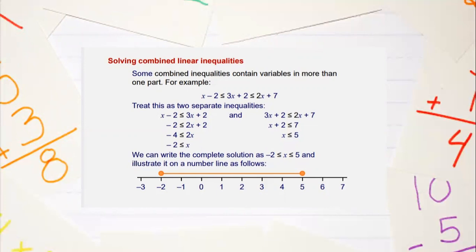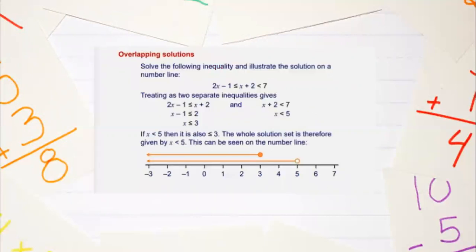All right, now we can write the complete solution as minus 2 smaller than or equal to x smaller than or equal to 5. So it would be plotted on the number line just like that, and this would be the solution.